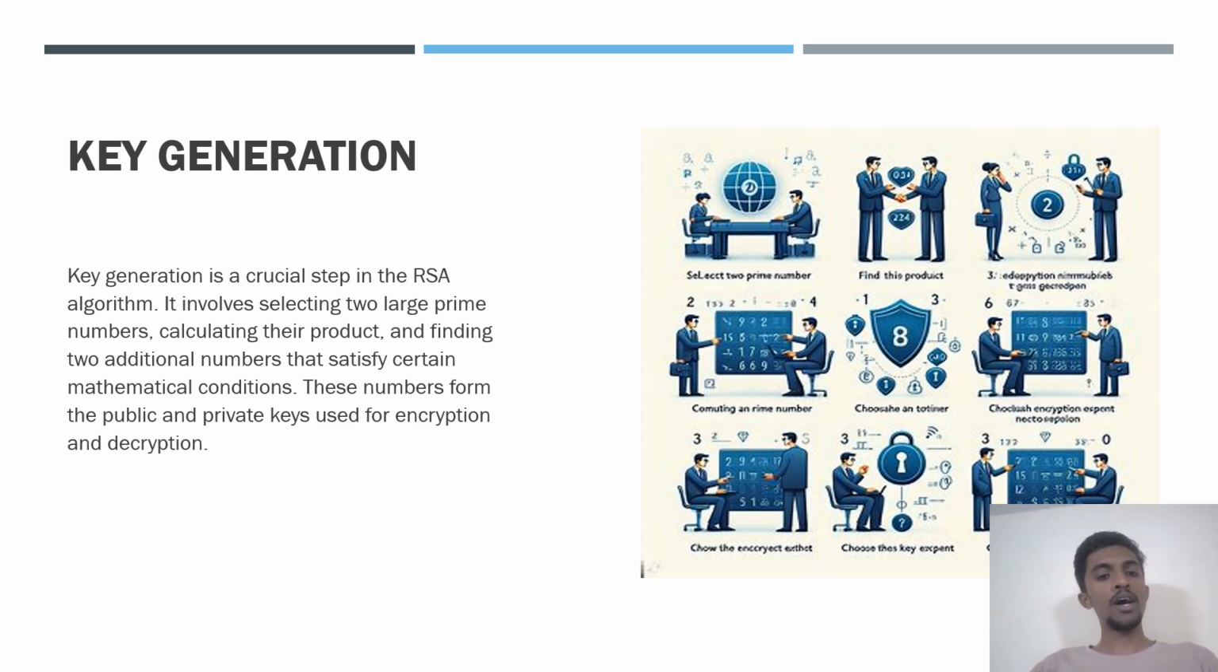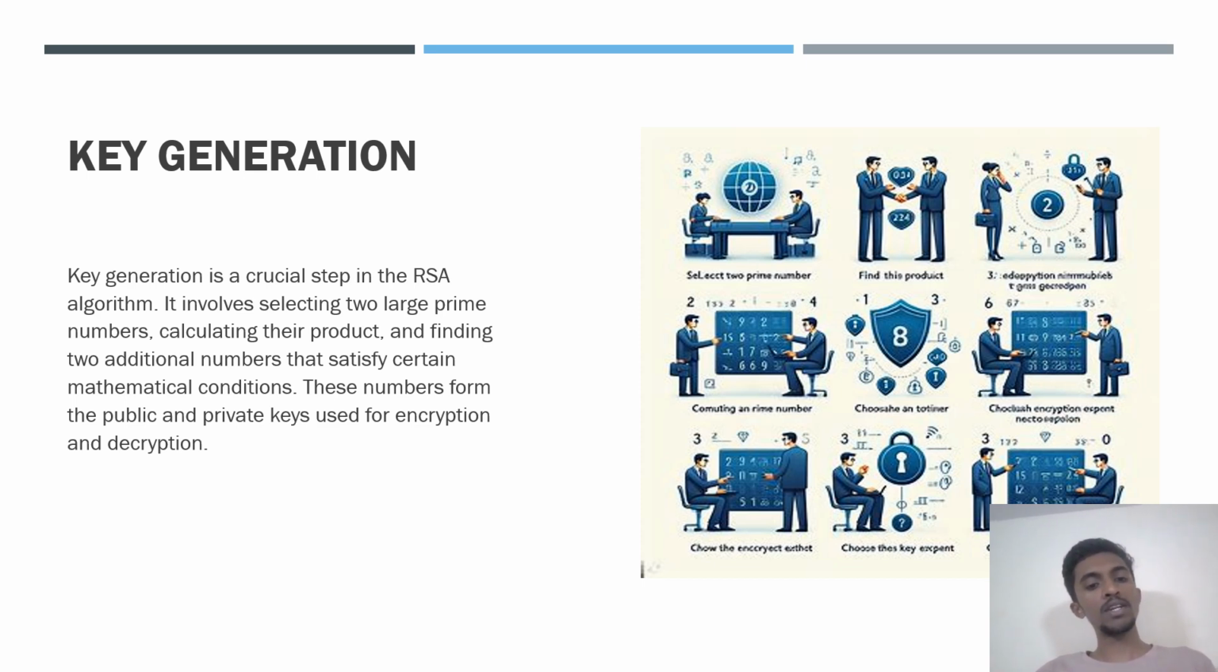So here, we need to consider prime numbers, two prime numbers like p and q, and we will calculate their product, and we will find the two additional numbers that satisfy some mathematical conditions. In a few further slides I will show those mathematical conditions.